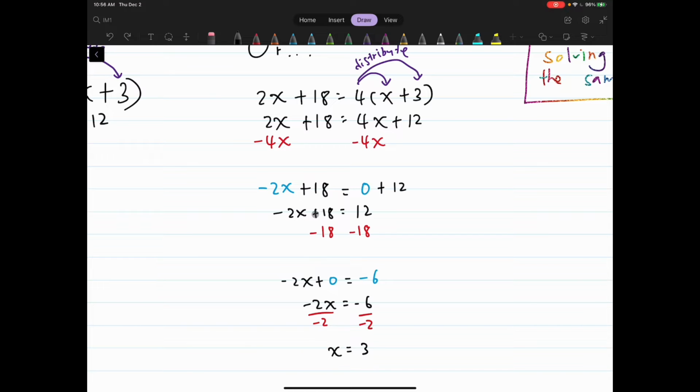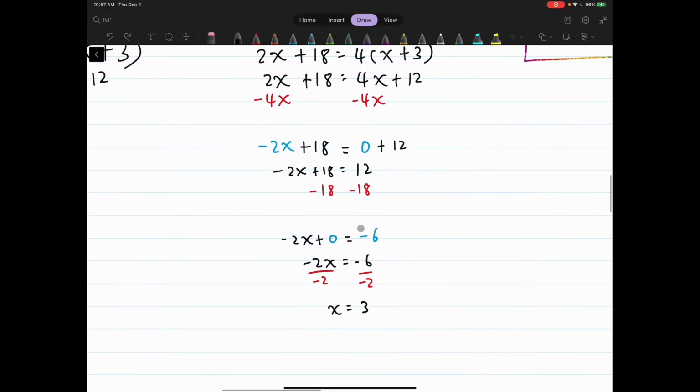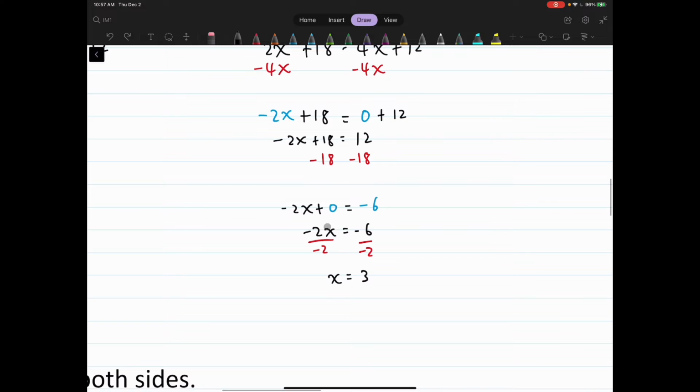Once again, I want all the variables on the left side and all the numbers on the right side. Subtract 18 on both sides. 18 minus 18 is 0. 12 minus 18 is negative 6. Negative 2x plus 0 is negative 2x is equal to negative 6. Divide both sides by negative 2. Negative 6 divided by negative 2 is positive 3. Negative 2 divided by negative 2 is positive 1, which is the same thing as just x.